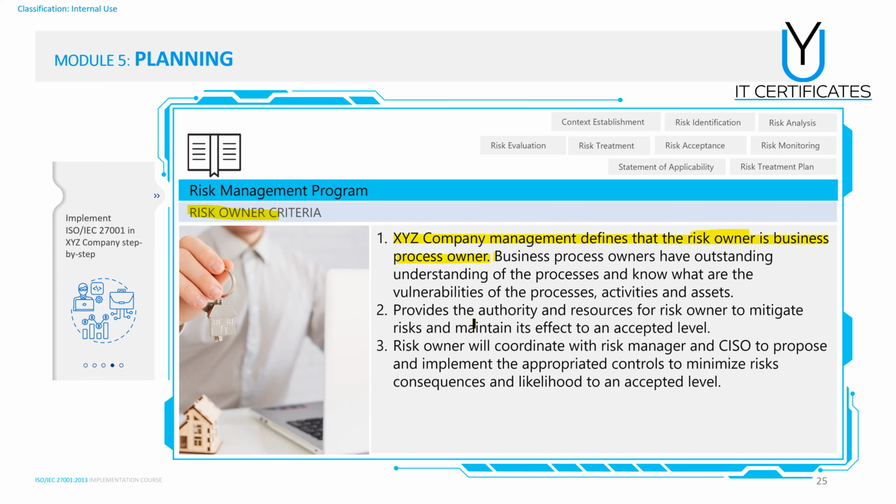Okay, and we have to provide the authority and resources for the risk owner so they can manage the risks. Whoever the risk owner is, we have to provide them the required resources and authority, then they will be able to mitigate these risks. And the risk owner has to coordinate with the risk manager and the CISO or IT manager. Why? To design and implement the appropriate controls.